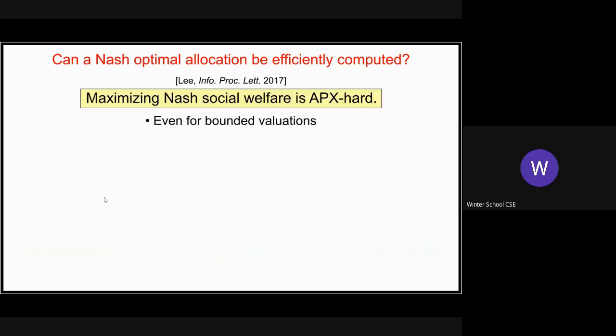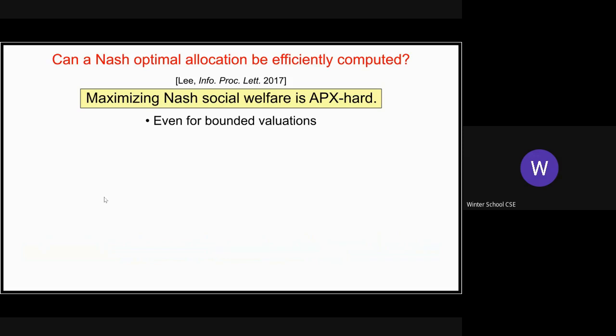And there the news is not so great, because maximizing the Nash social welfare is a very hard problem. It's hard to even approximate. So not only can you not optimize the geometric mean exactly, you cannot even optimize it approximately up to a certain constant factor. And this is true even for bounded valuations, right? Suppose all of the values in the valuation matrix are less than 100, even then this computational hardness result stands.